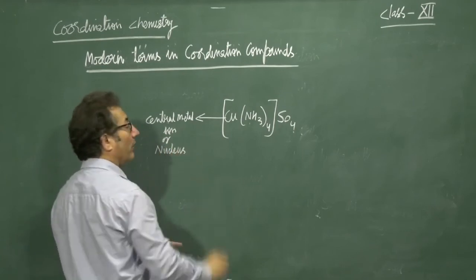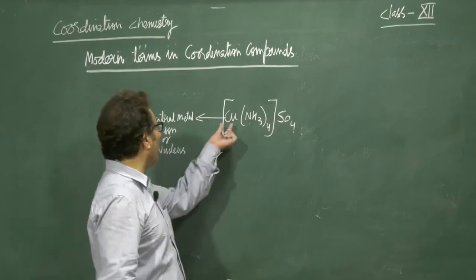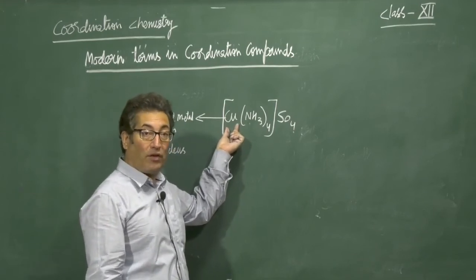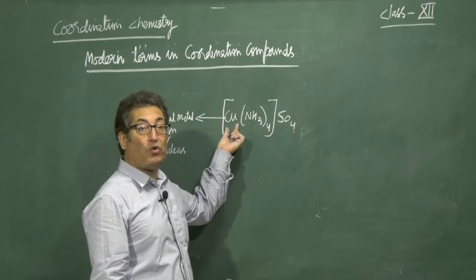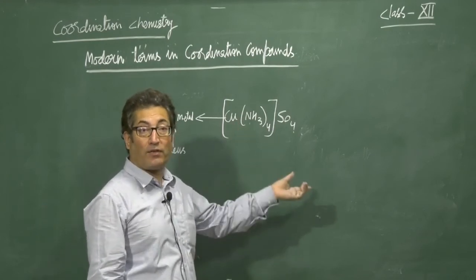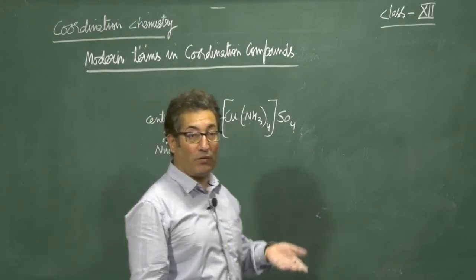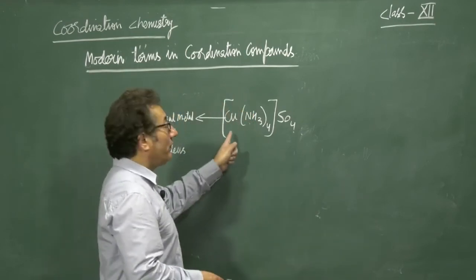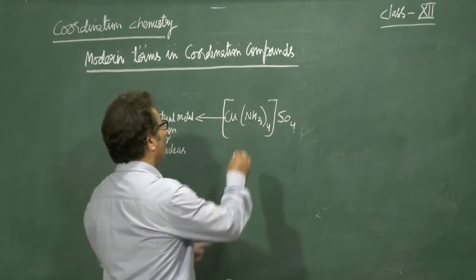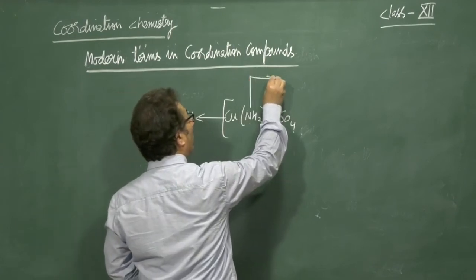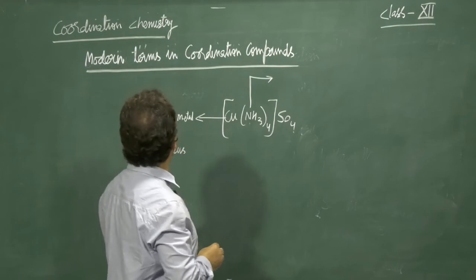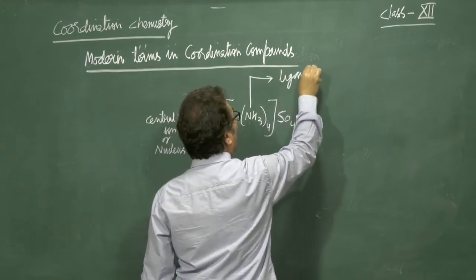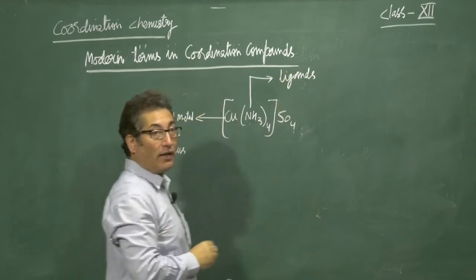There will be coordination compounds which have one nucleus, mononuclear coordination compounds. There will be coordination compounds which have two nuclei, binuclear coordination compounds, and similarly polynuclear coordination compounds. This is only one. The molecules which are attached, which are ammonia, for these ammonia we use a term called ligands. So in this coordination compound, ammonia are the ligands.